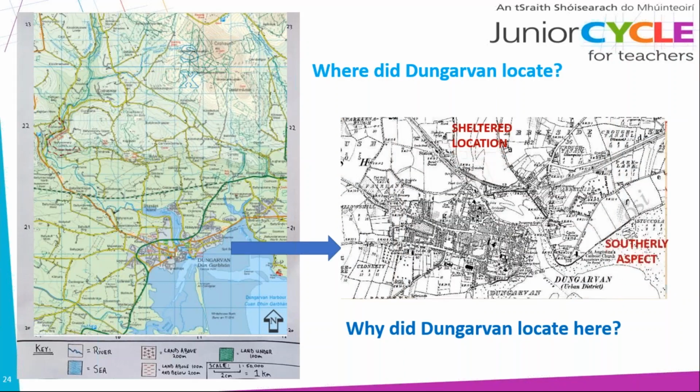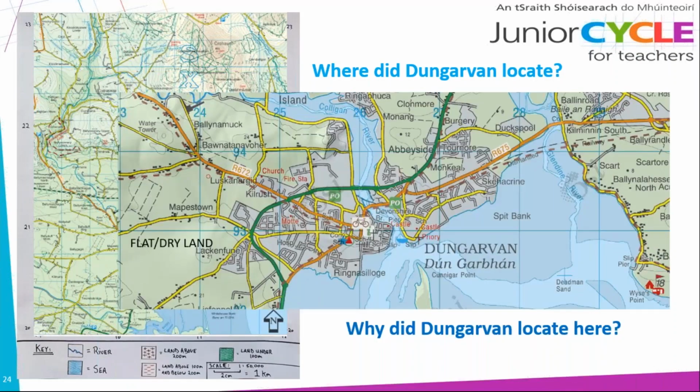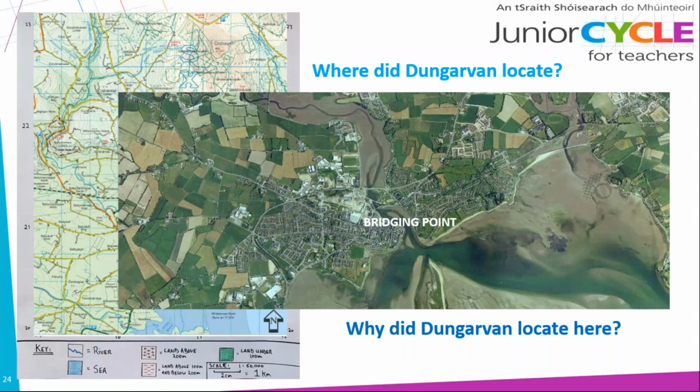Secondly, another historical map is used to show that the southerly aspect and sheltered location were also important locational factors. Next, a present-day map of Dungarvan is used to show students how flat land and being a route focus have helped Dungarvan develop at its current location. Finally, a vertical aerial photograph is used to highlight the importance of bridging points in a town's development over time. The oral feedback provided to students here should help them clarify the success criteria further and reinforce the factors that influence the location of settlement.